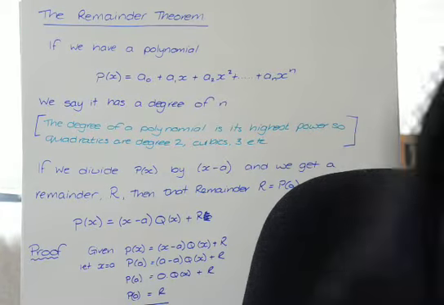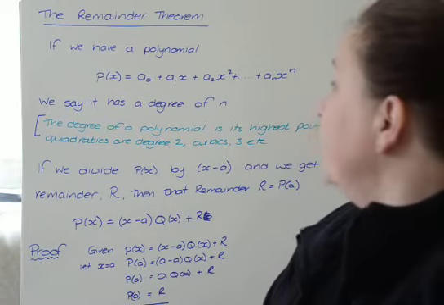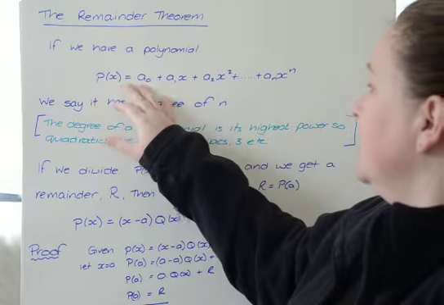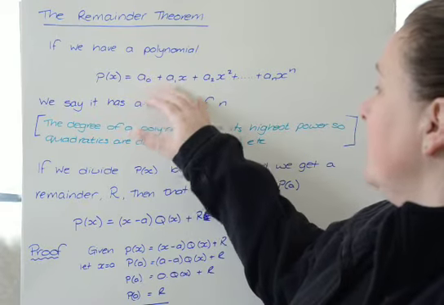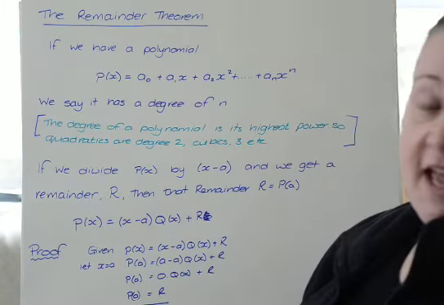Okay, so today we're going to be looking at the remainder theorem. Now, if we have a polynomial, and here's my polynomial, p of x equals a0 plus a1x plus a2x squared plus all the way up to an x to the n.